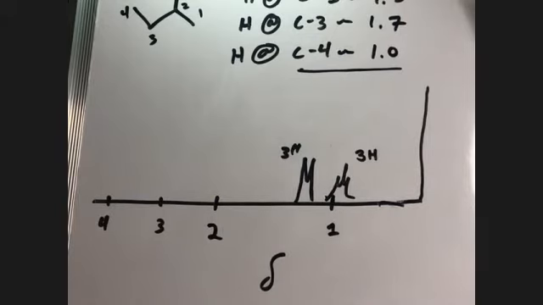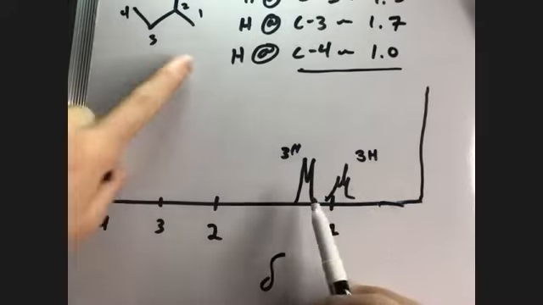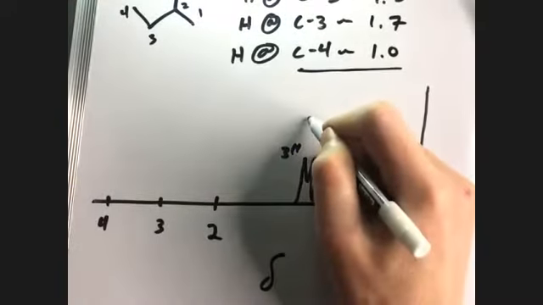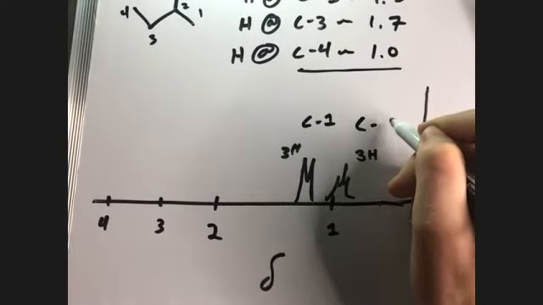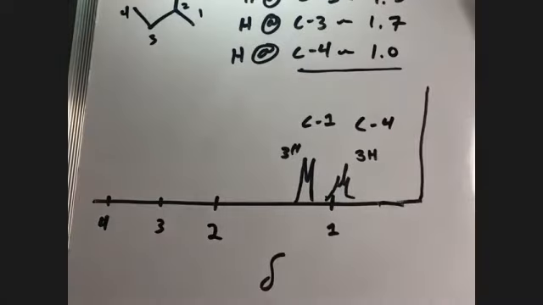And then, wait, did I do something wrong? No, oh, that's right. So this is carbon 1. This is carbon 4. Okay, that's right. All right, cool.